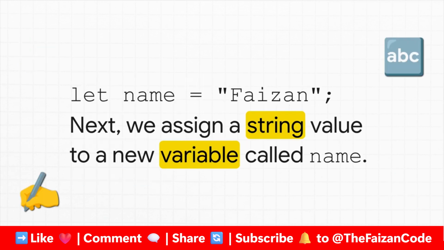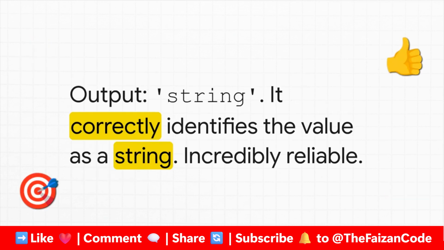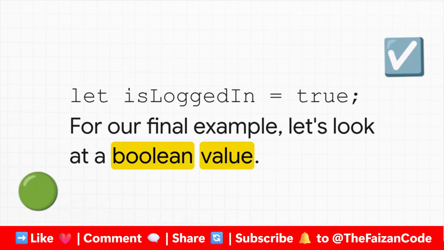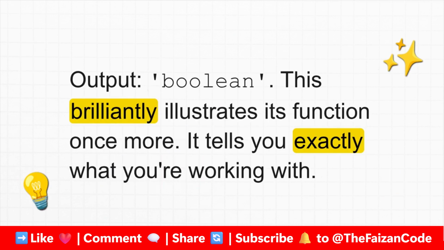Okay, next up, let's try a string. We'll create a variable called name. Again, let's run typeof on it and see what we get. And just like that, it correctly reports back "string". You can really see how consistent this is. Super reliable. All right, one more for good measure. Let's do a boolean. We've got isLoggedIn, and we'll set that to true. Let's ask our detective one more time what we're looking at here. And the result is "boolean".